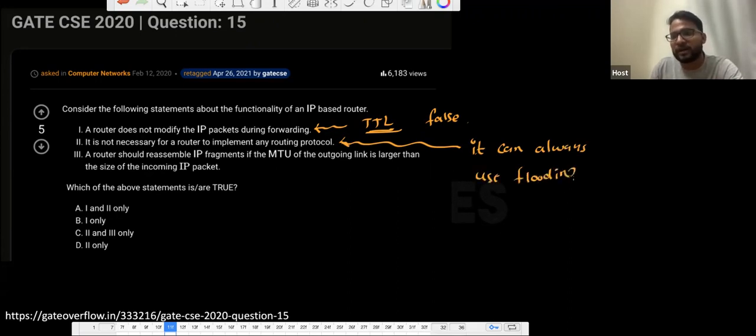It can forward in all directions if it doesn't know the way to forward, right? So it does not need to use any routing protocol. Yes, that is true because it can use flooding.